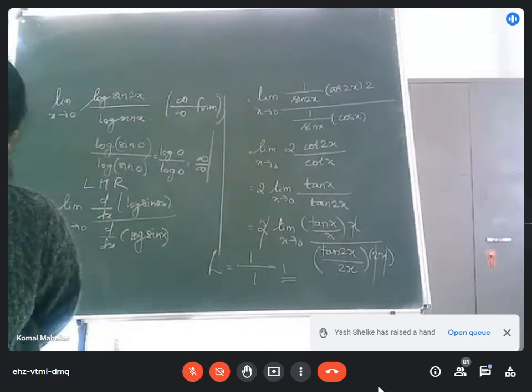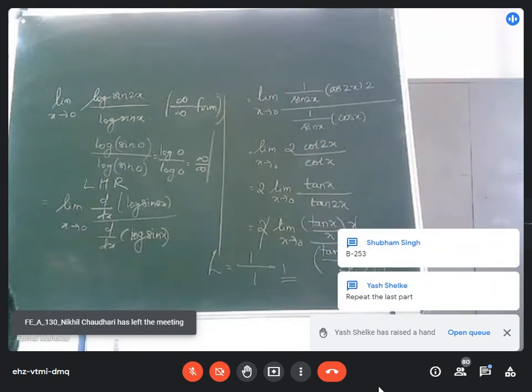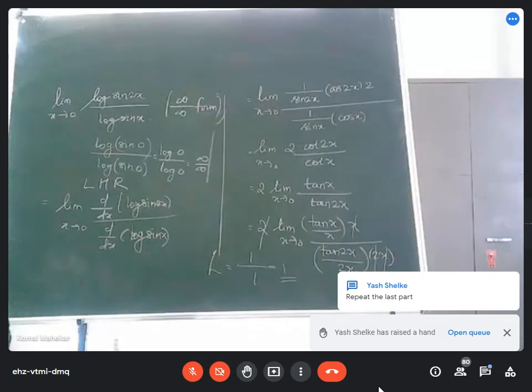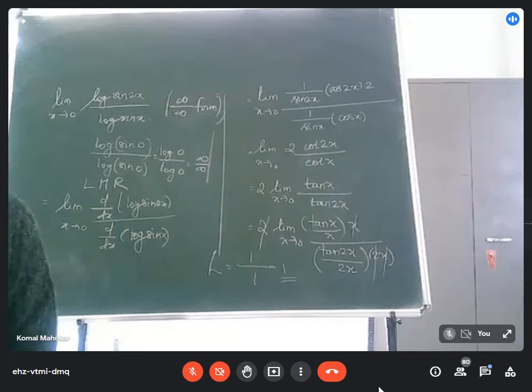So this is the second form, which is infinity by infinity form. Now we consider the next form, that is 0 into infinity form. That is, the limit of one function is 0, and the limit of another function is infinity.